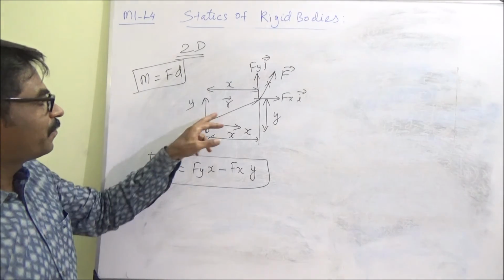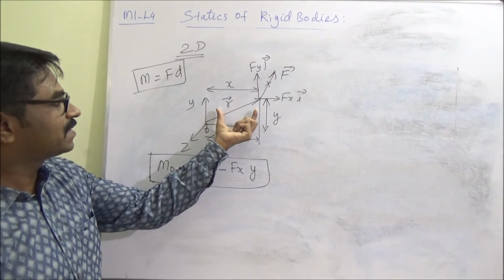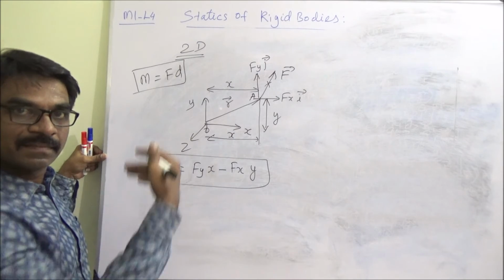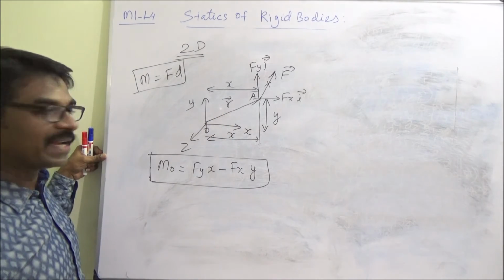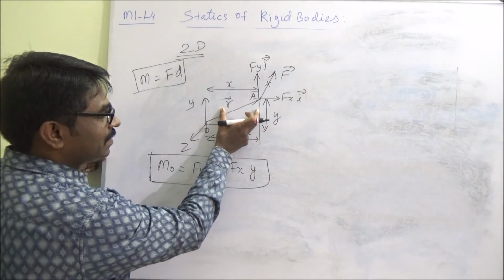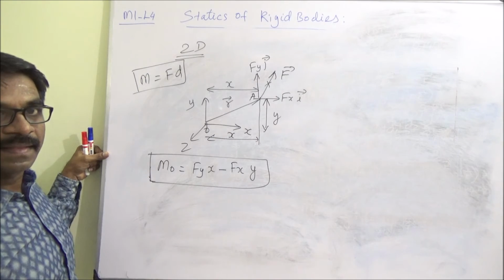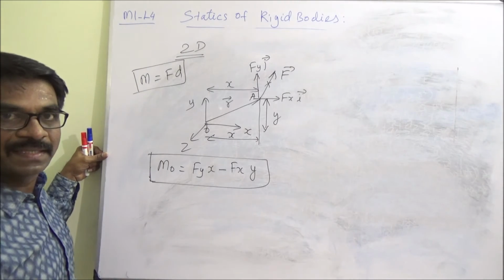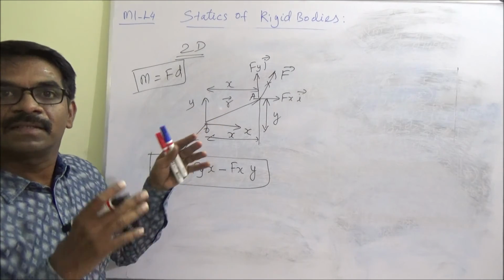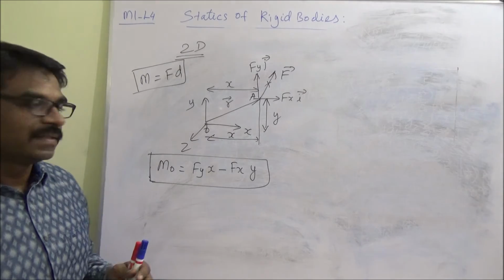Okay. If you have to take moment about some other point, then your x distances, if this is a, as we did for the three-dimensional case, it is xa minus xb, ya minus yb. Okay, that distance we have to take. In other words, you just see the point, and look at the perpendicular distance, right?